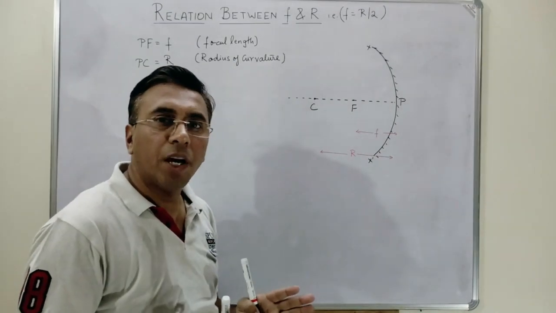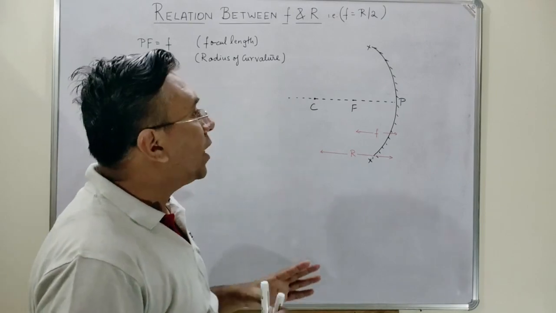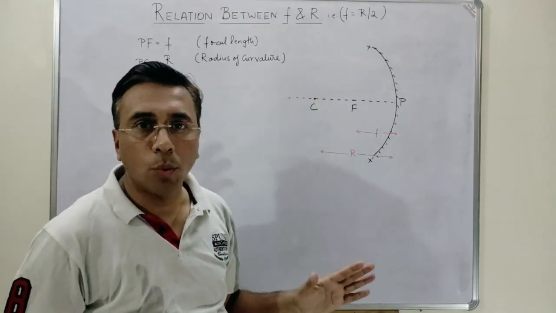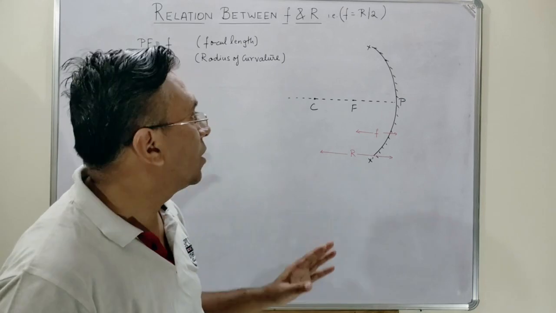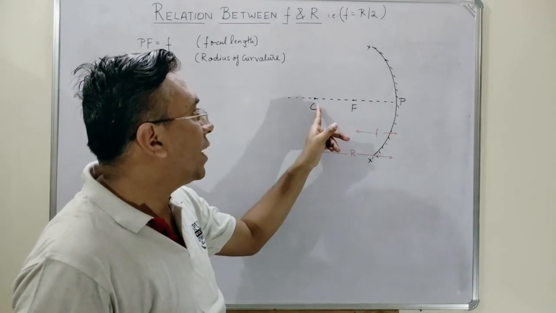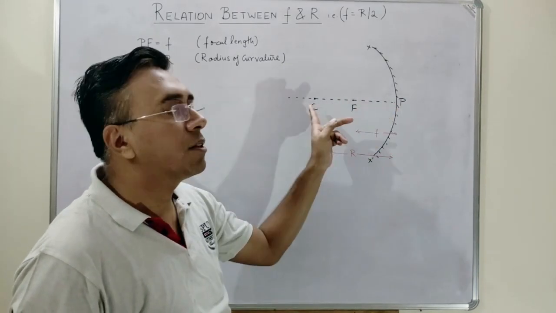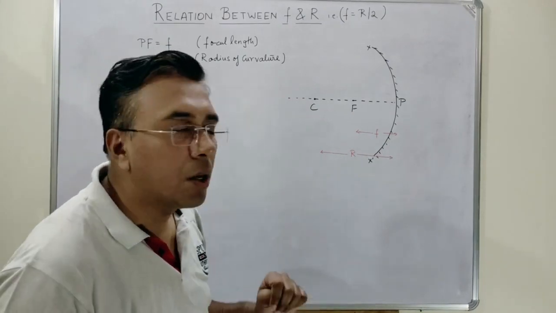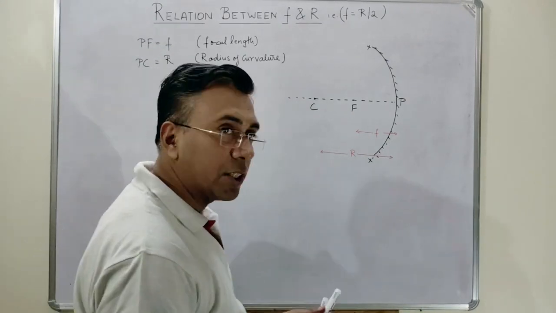Now basically what we have to prove over here is that f equals r by 2, or in other words, this point F lies at the center of this line segment PC. So how do we do that? So let's proceed.